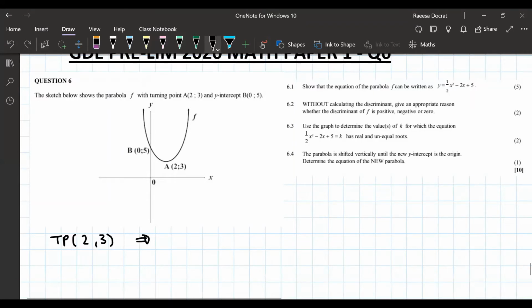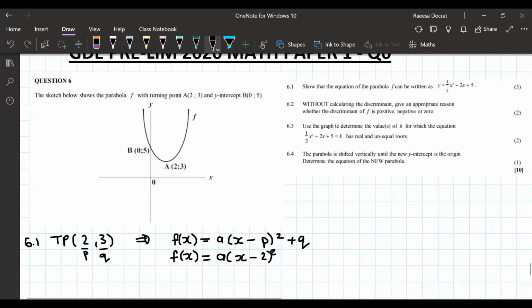It makes sense for us to start with the turning point format, which is our equation in the format a times (x minus p) squared plus q. Because this gives us the p value and this gives us the q value, which we can then just substitute. So substituting that in, we get that f of x is equal to a(x minus 2) squared plus q, which is 3. Remember to change the sign from the turning point to the x coordinate; the 3 stays the same. So that's our equation at the moment, just by substituting in the turning point.